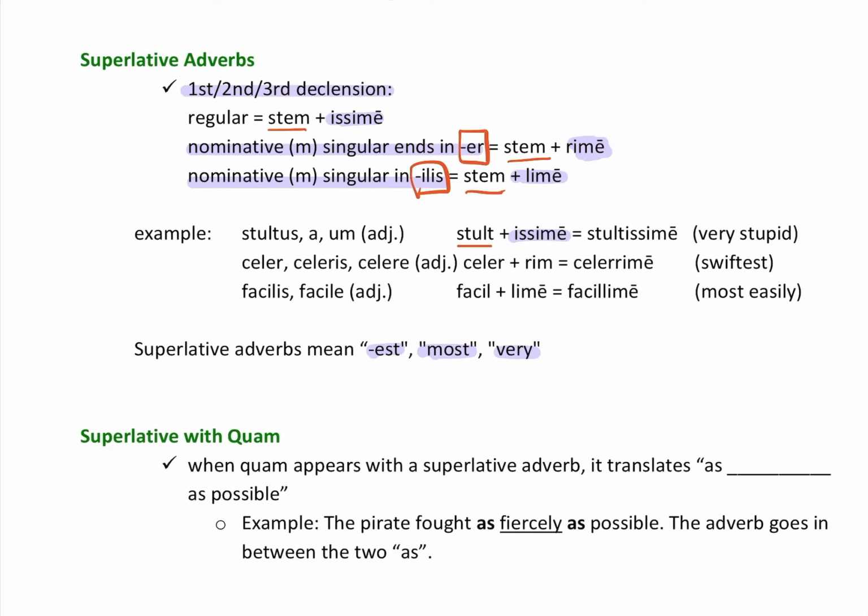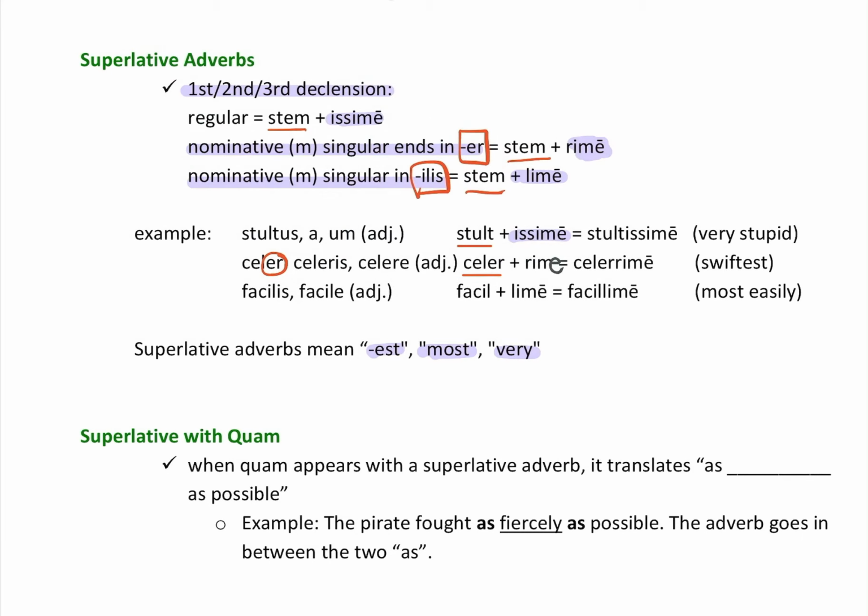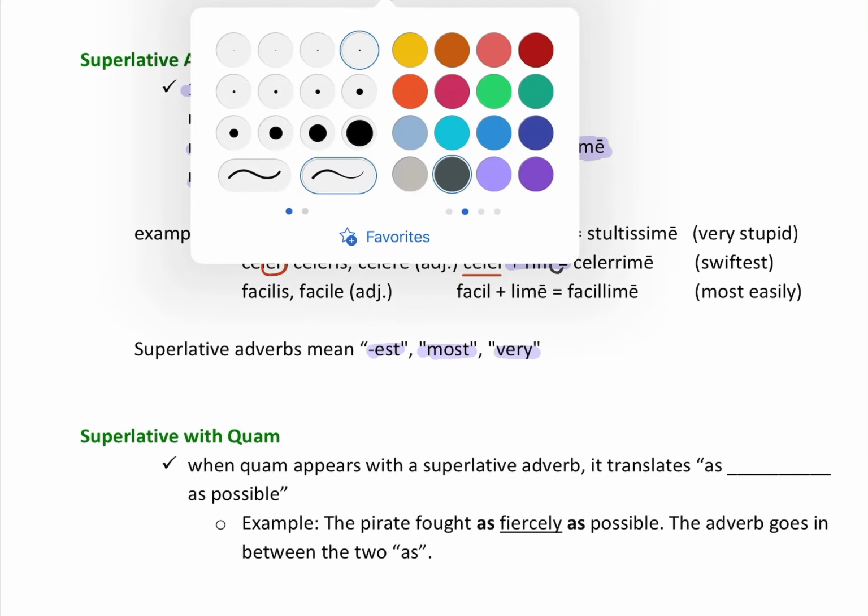Caler, caleris, calere. Here we have a nominative masculine that ends in er. So what we're going to do is take the stem, find it the normal way, caler, and then we're going to add, oh, it's missing an e, rime. So we're going to take the stem, add rime, and we are going to get calerrime, which means swiftest.